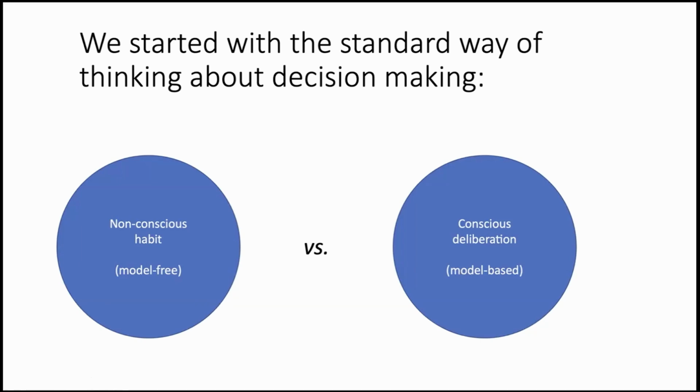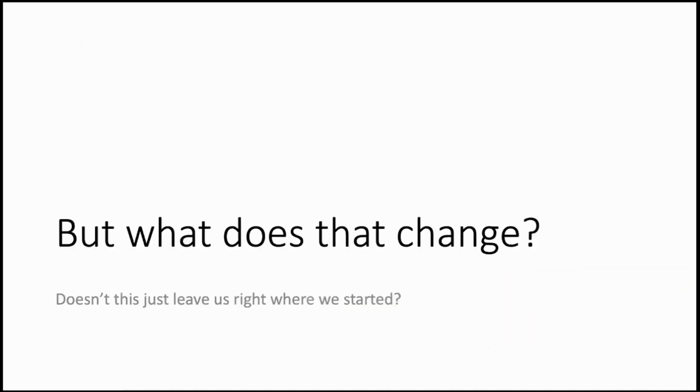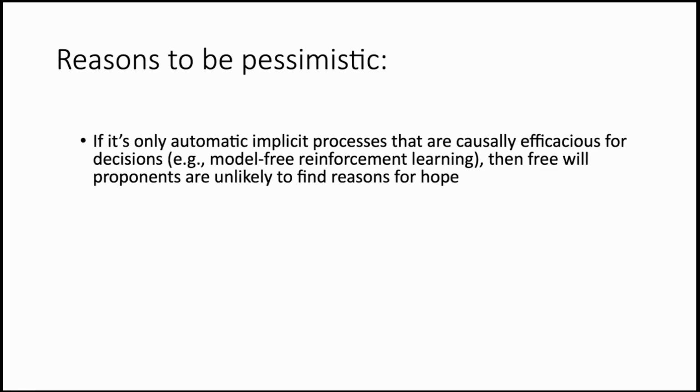What I've tried to argue is that both of these things play a role in our decision-making. But you might think that just because both of these play a role, that doesn't actually help with the question of where we might find a place for conscious control in decision-making. Doesn't that just put us back basically where we started? And so here's the basic thought.